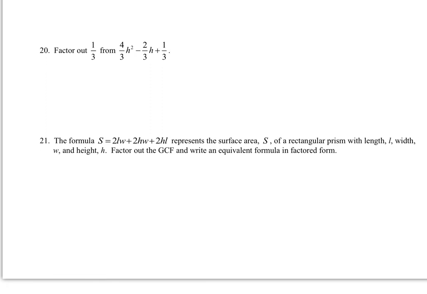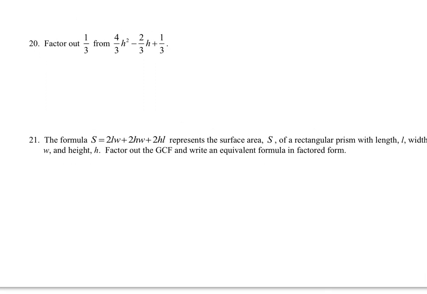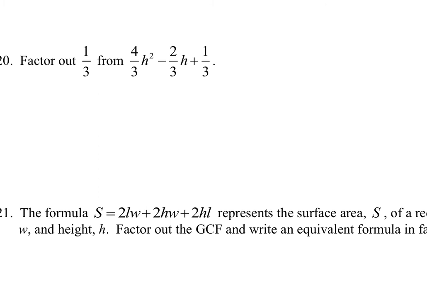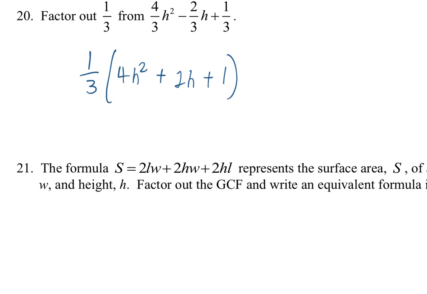Okay, and for these last two, we have some more specific instructions. Number 20 says factor out a 1/3 from 4/3 h squared minus 2/3 h plus 1/3. And basically, you can literally type in your calculator 4/3 divided by 1/3 and 2/3 divided by 1/3 and 1/3 divided by 1/3 and get the answer that way. But when you pull out a 1/3, you're just left with those numerators. But that's how you pull it out. You divide every single part by that GCF or that fraction.